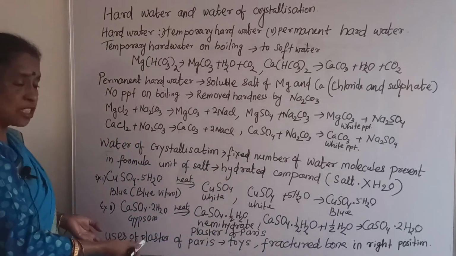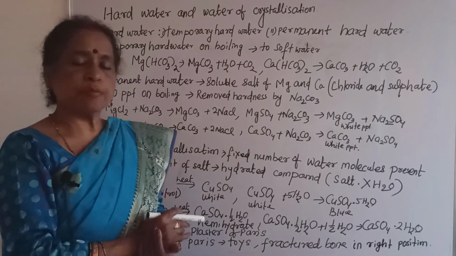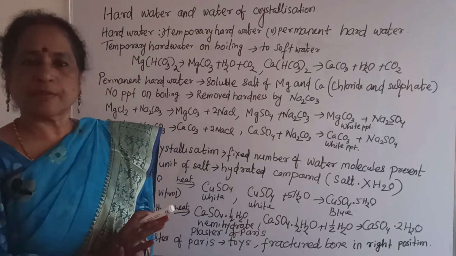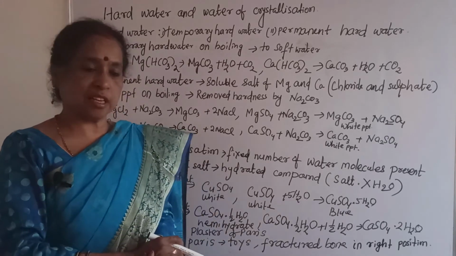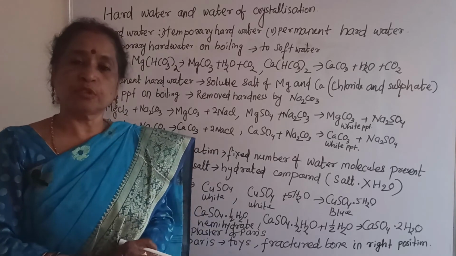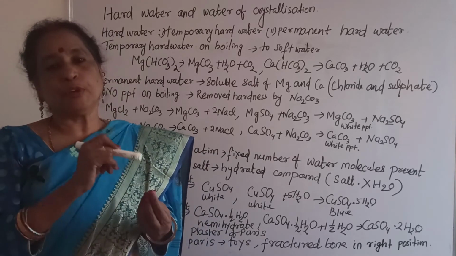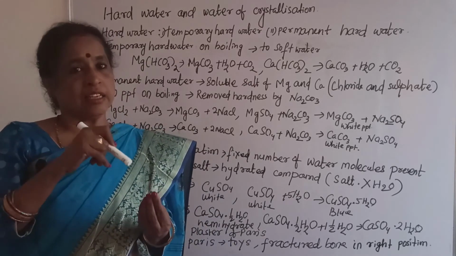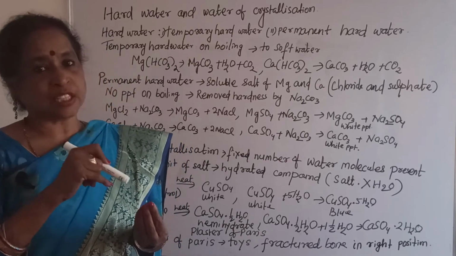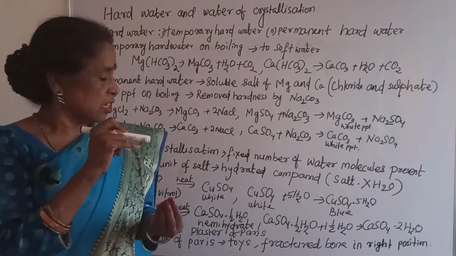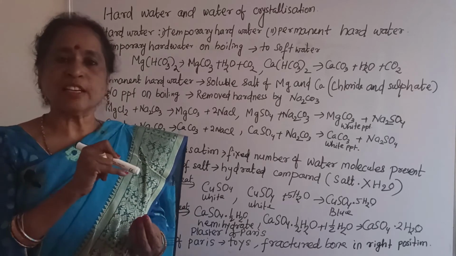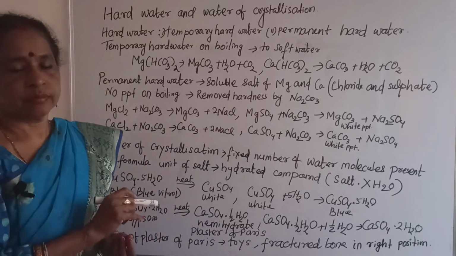Then what are the uses of plaster of Paris? It has many important uses: preparing toys, and second, setting fractured bones to the right position. If we use plaster of Paris, the bones are fixed in the right position.